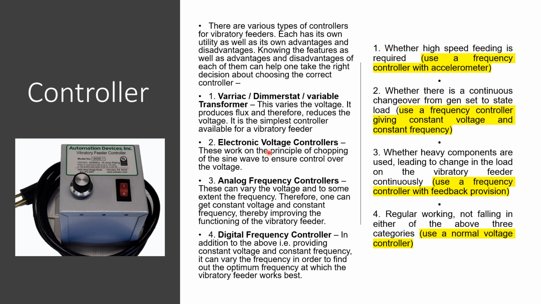Then we have the electronic voltage controller, which uses this principle. Then we have the analog frequency controller, which can give a constant voltage and constant frequency, and thus improve the functioning. And we have a digital frequency controller. So these are different controllers. Here we can see that if high speed feeding is required, then we can have a frequency controller with an accelerometer.